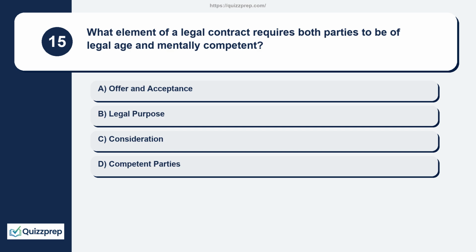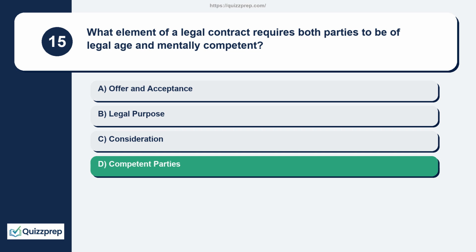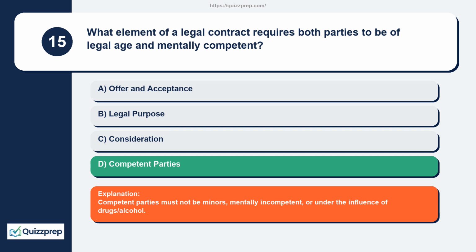Question 15. What element of a legal contract requires both parties to be of legal age and mentally competent? Offer and acceptance. Legal purpose. Consideration. Competent parties. Competent parties must not be minors, mentally incompetent, or under the influence of drugs or alcohol.